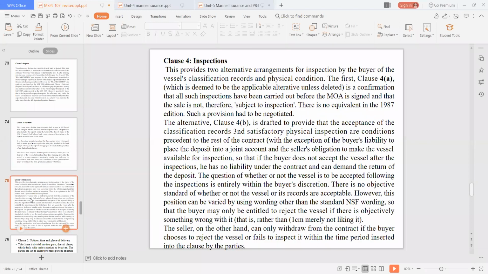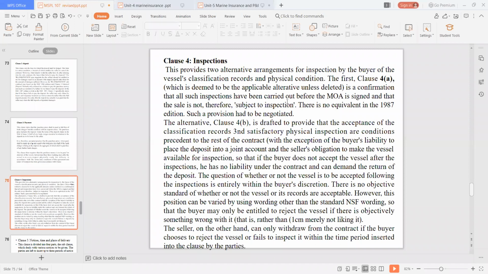So clause 4, inspections. This provides 2 alternative arrangements for inspection by the buyer of the vessel, classification records and physical condition. The first, clause 4A, which is deemed to be the applicable alternative unless deleted, is a confirmation that such inspections have been carried out before the MOA is signed and the sale is not therefore subject to inspection. There is no equivalent in the 1987 edition. Such a provision has to be negotiated. The alternatives are clause 4A and 4B. So that's the important thing in inspection.